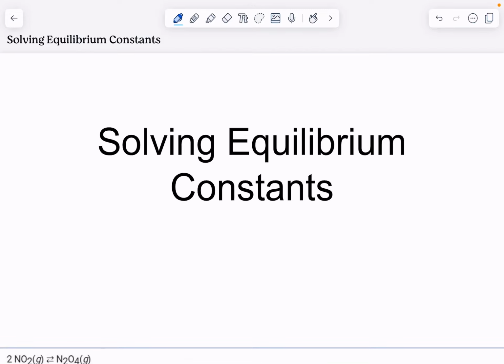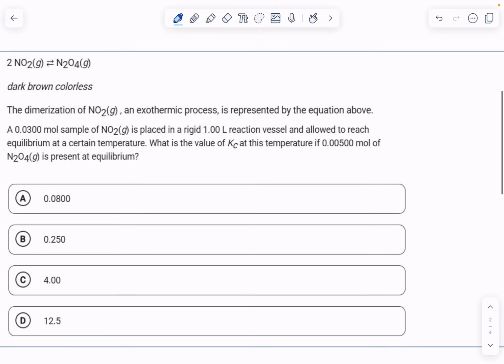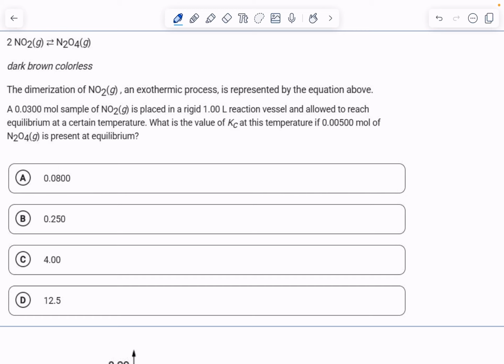All right, guys, in this video, we're going to be doing some solving with equilibrium constants. We have a multiple choice and a short answer. In this one, we've got a reaction: 2NO2 gas will make N2O4 gas. It's a dark brown to colorless reaction, dark brown on this side, colorless on this side. Probably doesn't matter for this particular question. And we know it's an exothermic process.